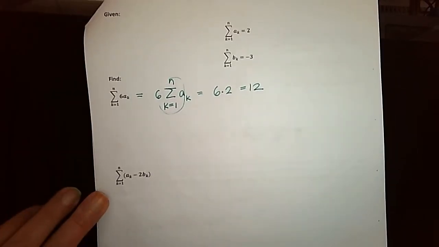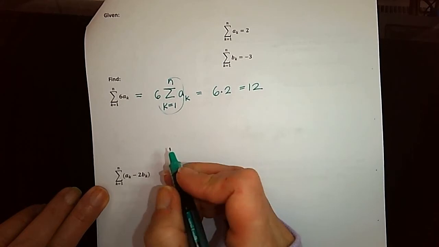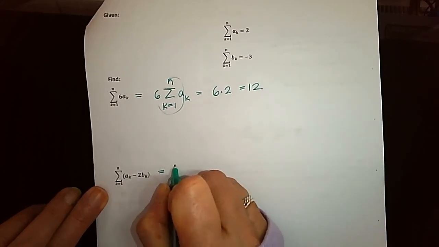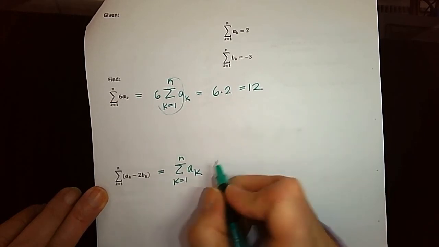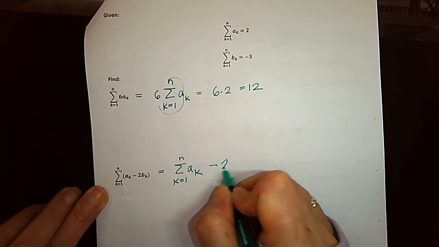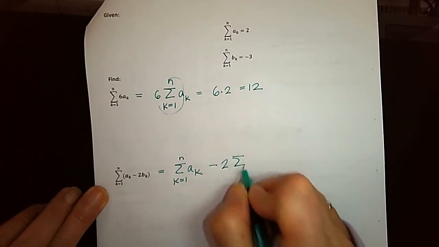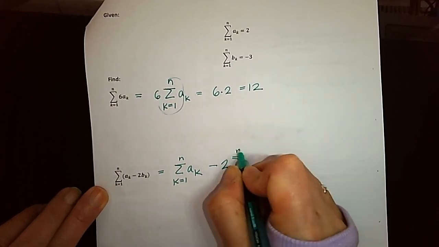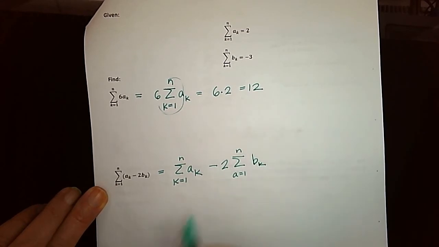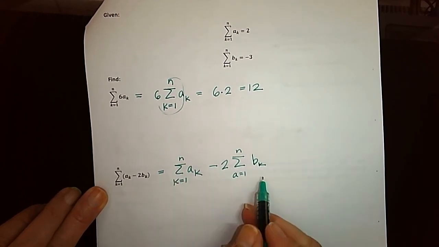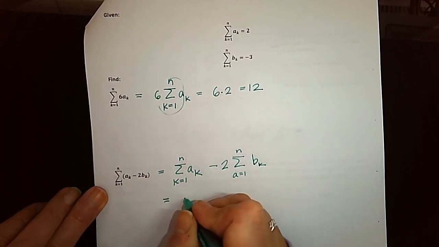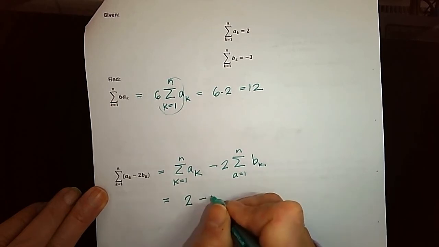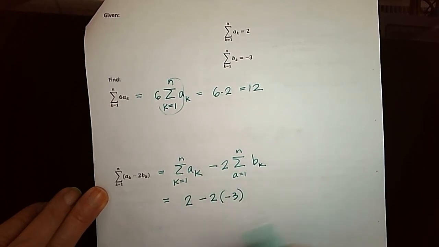All right, the second one, we've got a difference, so I'm going to split it apart into two separate summations. This would be the summation k is going from 1 to n of a sub k, and then it's going to be minus 2, because I got a constant there, I'm going to pull that out, the summation k is going from 1 to n of b sub k. Now again, we have values. We were given values for the summation of a sub k and the summation of b sub k, so I'm going to substitute those in. This is going to become a 2. This is going to be negative 2 times negative 3, which gives me 2 plus 6, or 8.